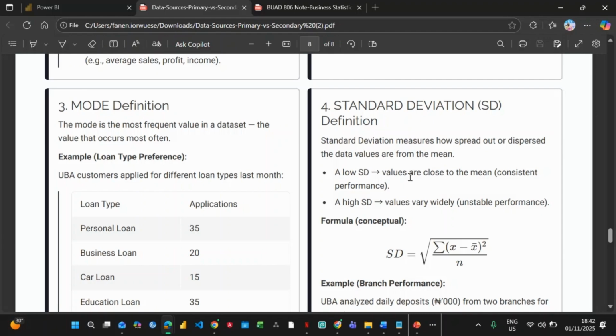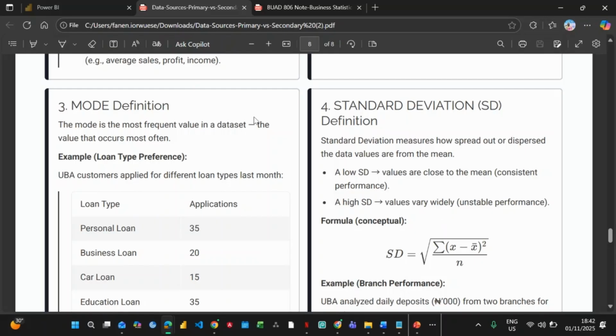We can have a low standard deviation, where values are close to the mean. That is consistent performance. So if I have a standard deviation that is very close to my mean value, it means I have consistent performance. But if I have a high standard deviation, the values are very far away from my mean, which means my performance is not consistent.